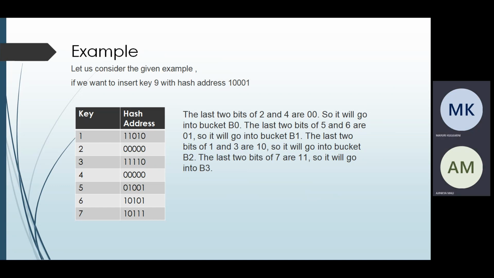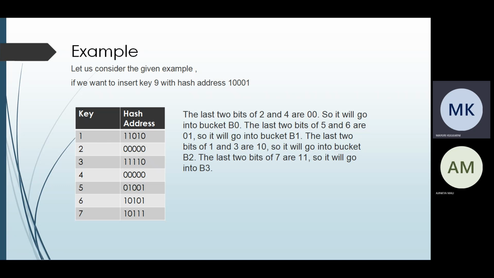Hello, my name is Mayuri, and as we know, in dynamic hashing we can perform different actions like insertion and deletion. Here we are going to see the example of insertion. In this example, we will see the steps for inserting key 9 with address 10001 in the hash table.